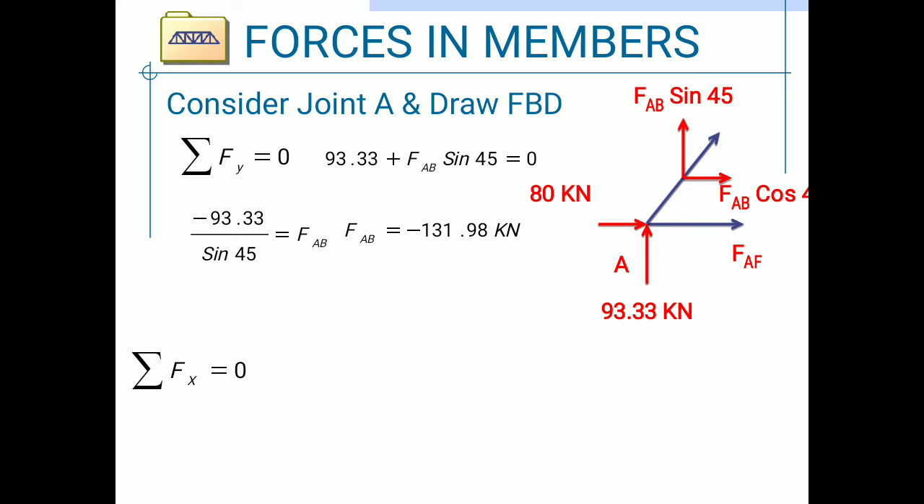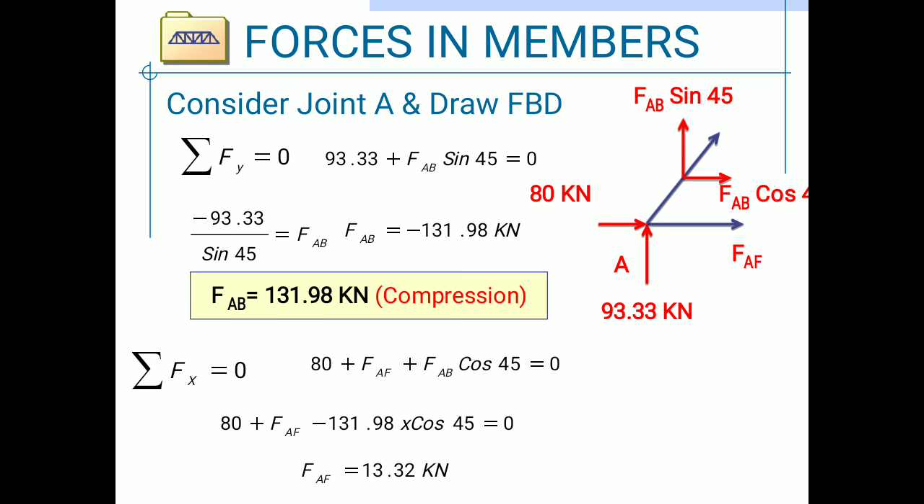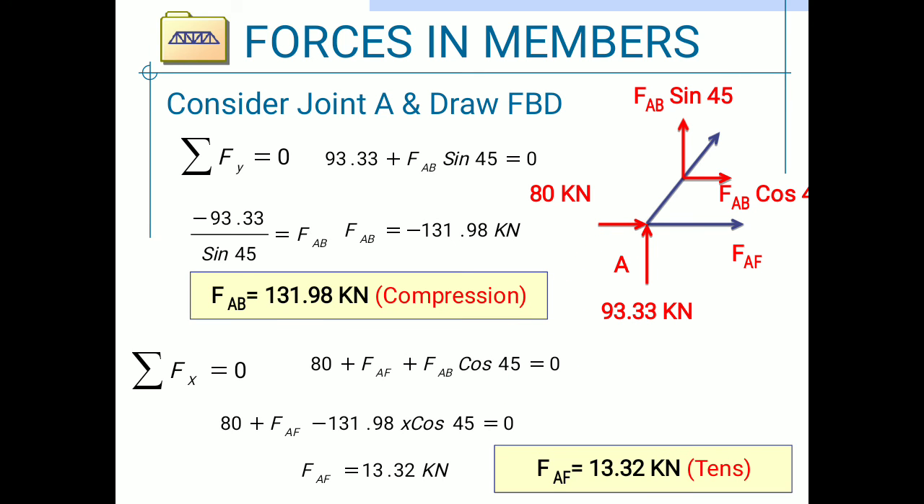Now applying the second condition, summation Fx is equal to 0. In this, there are three horizontal forces, that is 80 kilonewton, FAF and FAB cos 45. All are in the right direction. So by solving this equation, we get the value of FAF, which is 13.32 kilonewton. So the final forces in the members: FAB is 131.98 kilonewton compression and FAF is 13.32 kilonewton tension.